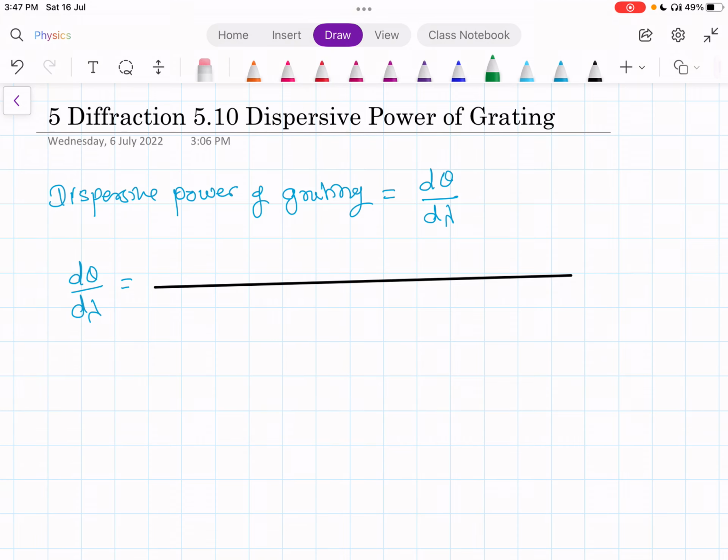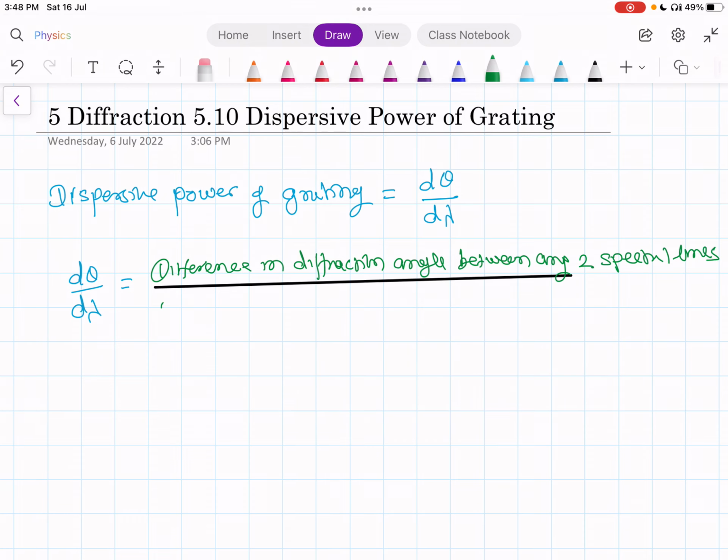D theta is the difference in diffraction angle between any two spectral lines, divided by the difference in wavelengths of these spectral lines.